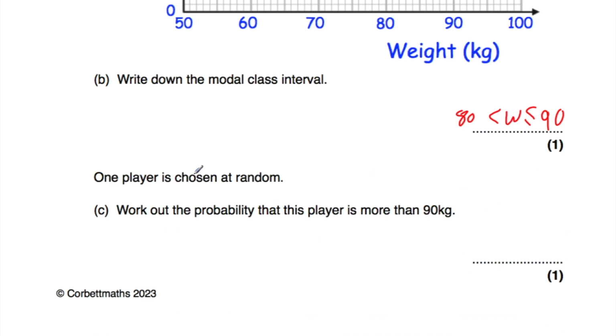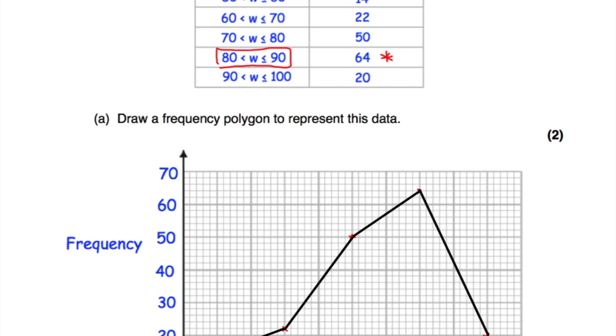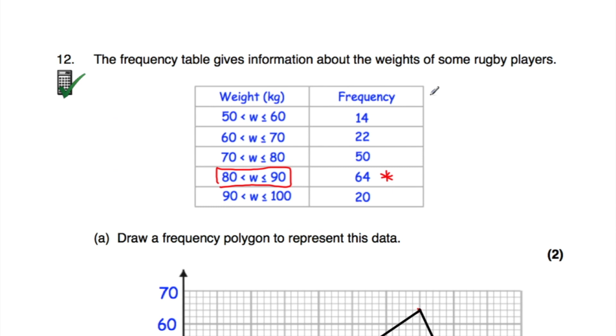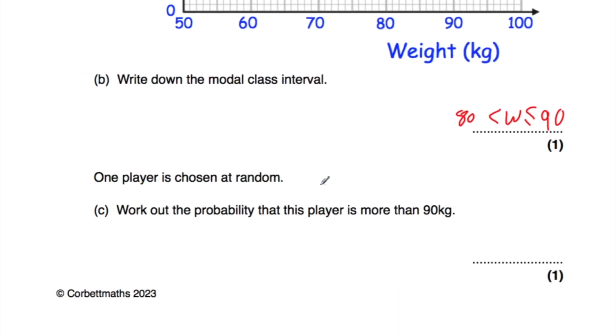Okay, next part. One player is chosen at random. Now in this question, we're not told how many rugby players there were altogether, so let's add them up and see how many there were, because we're going to need that for the probability. So 14 plus 22 plus 50 plus 64 plus 20. That's equal to 170. So there's 170 rugby players.